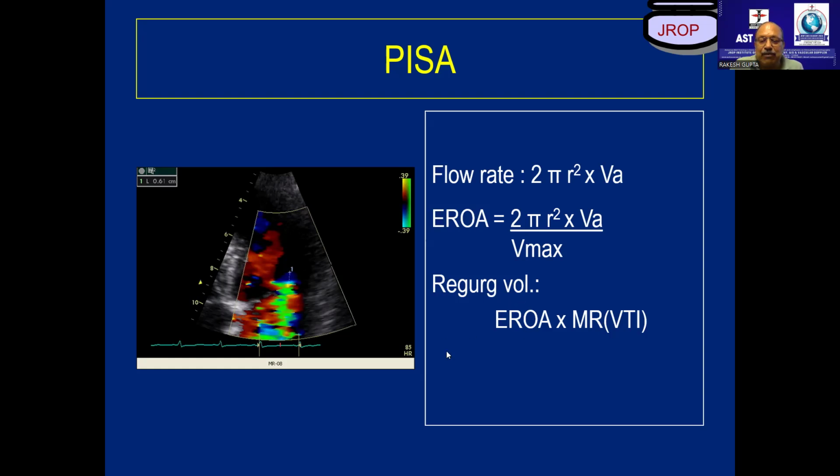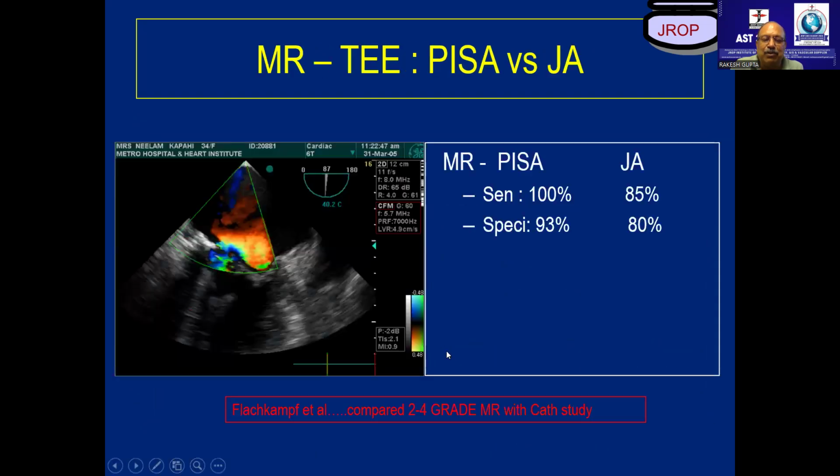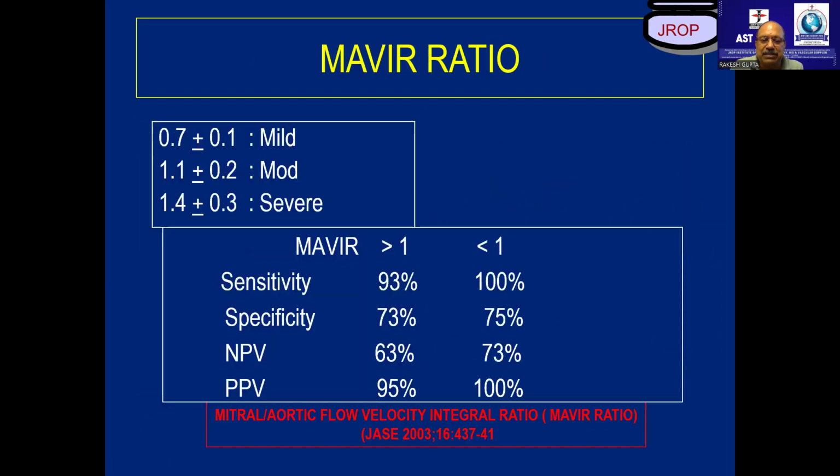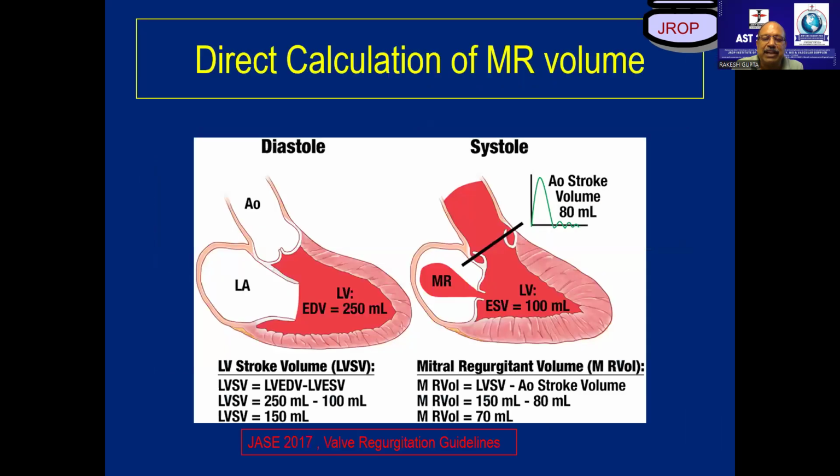But in case you really want the regurgitation volume, why are you putting so much emphasis on this? Why not go directly to regurgitation volumes? Look at the LVOT VTI, look at the stroke volume across LVOT, look at the stroke volume at the mitral valve.